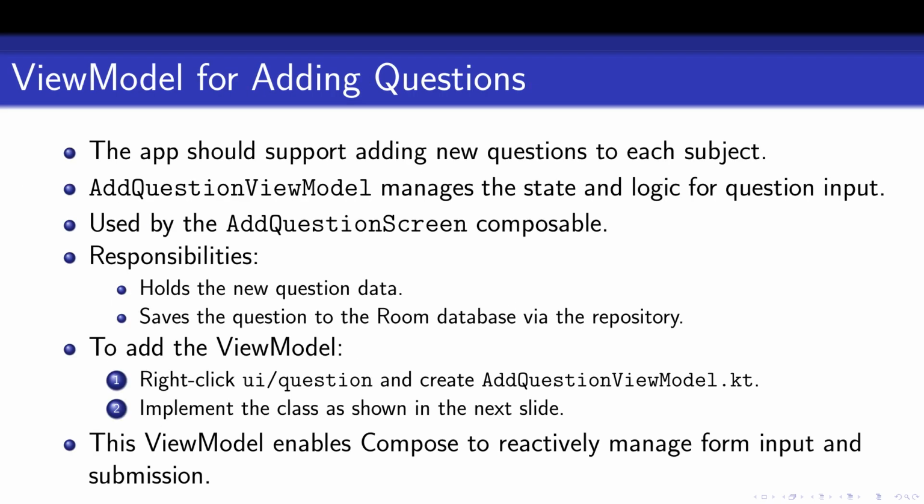To allow adding new questions, we introduce Add Question ViewModel. This ViewModel manages the input state and handles saving new questions to the room database. It's used by the Add Question screen composable and includes logic for tracking user input and submitting it. To set it up, create a new file called addQuestionViewModel.kt under UI/question and wire it up as shown in the next steps.